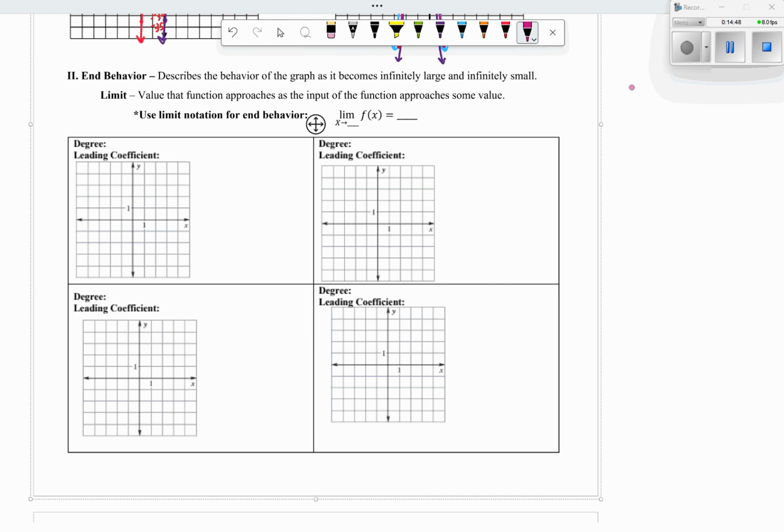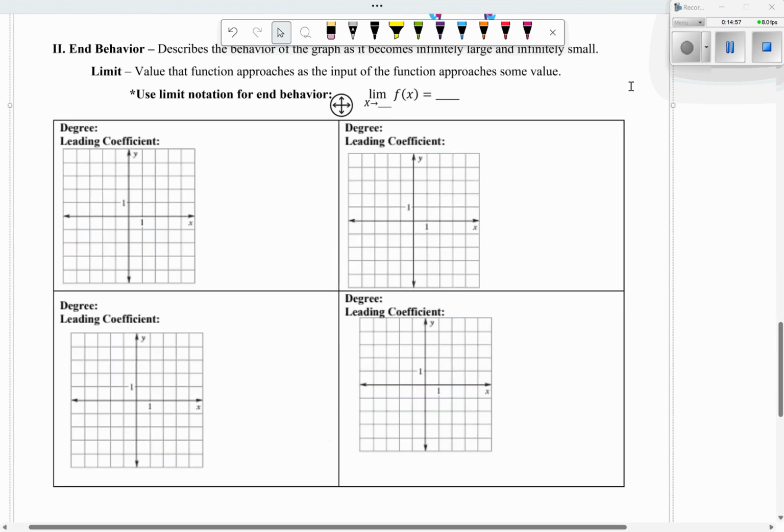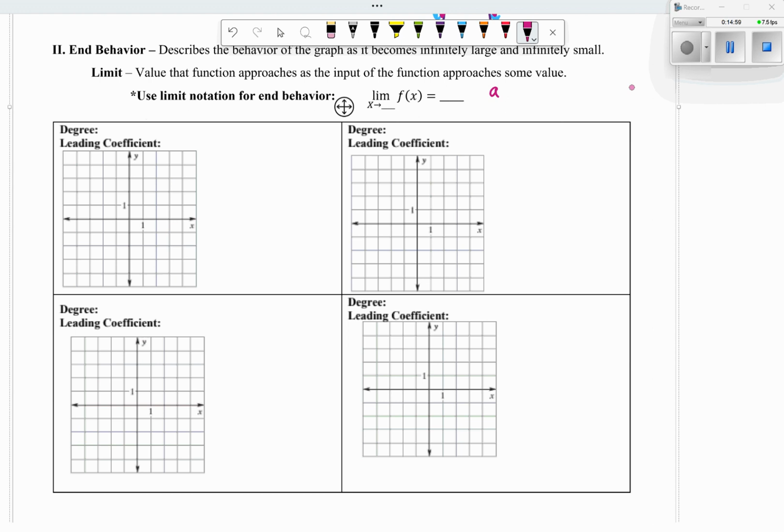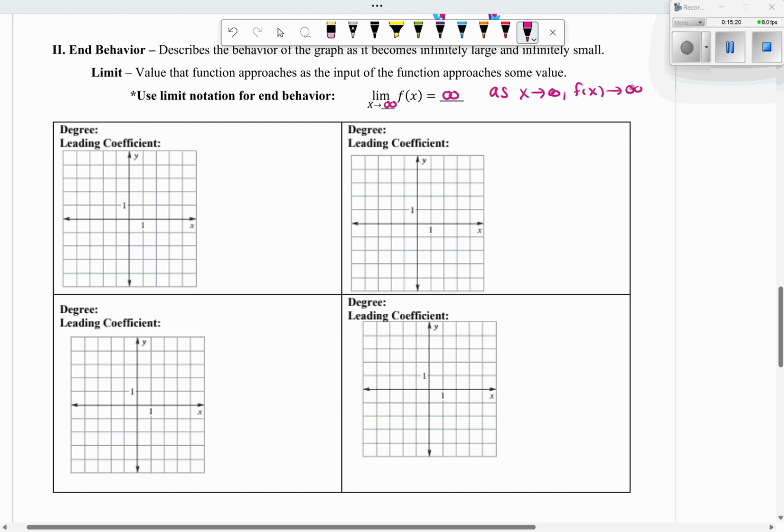f of x, remember, stands for your function. And then if it's going up or down. So we're going to look at what these different values are approaching. So last year we used notation like, as x approaches, let's say, infinity, f of x approaches infinity, etc. But now we're just taking this into this limit notation. So instead of writing it like this, we would write as x approaches infinity, f of x approaches infinity. So this says the limit as x approaches infinity for the function equals infinity. So it's just a different way of writing the notation from what we learned last year.